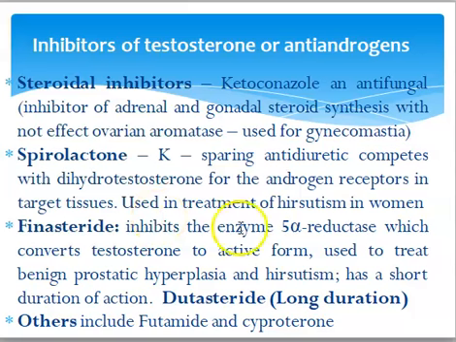Finasteride. This is an inhibitor of 5-alpha reductase which converts testosterone to the active form. It is used in treatment of benign prostate hyperplasia, BPH, and of course hirsutism. It has a short half-life. Others which are used, we have dutasteride. This has a long duration of action. Now the other drugs which are antiandrogens are flutamide and cyproterone.